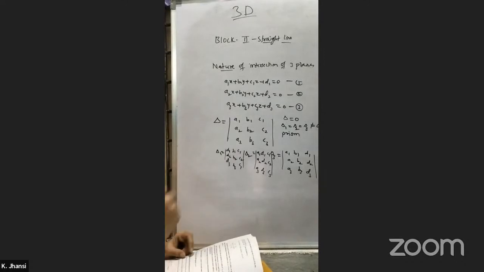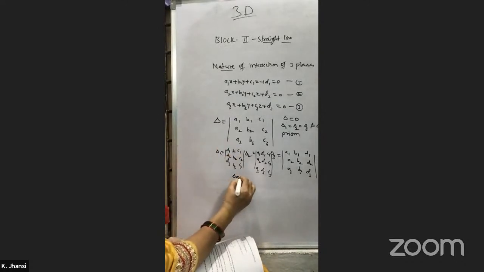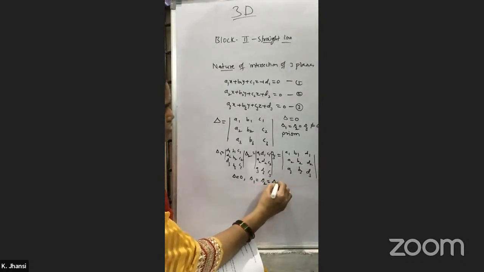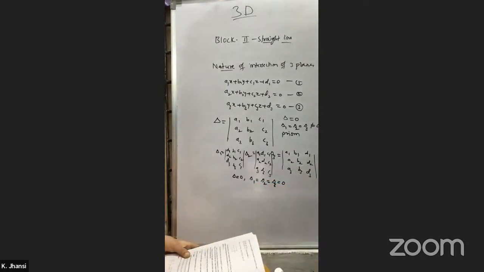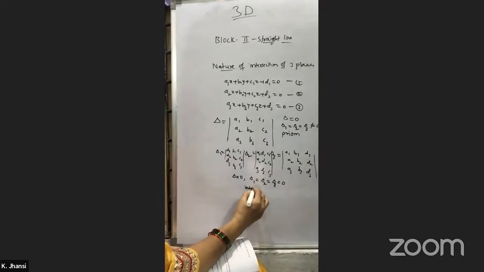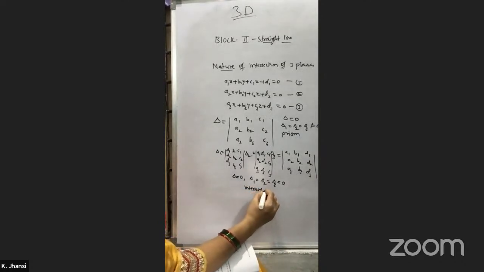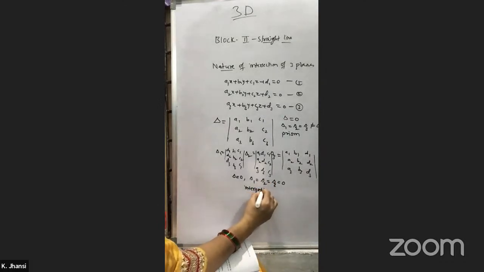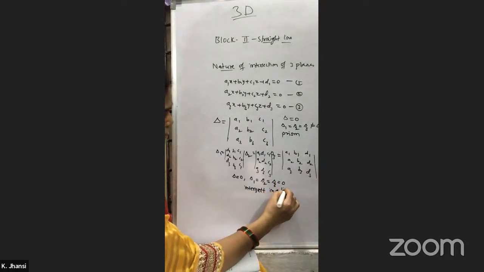And the second condition: if you get delta equal to 0 and delta 1, delta 2, and delta 3 values all zeros, then they will intersect in a line. Okay. They intersect in a line.